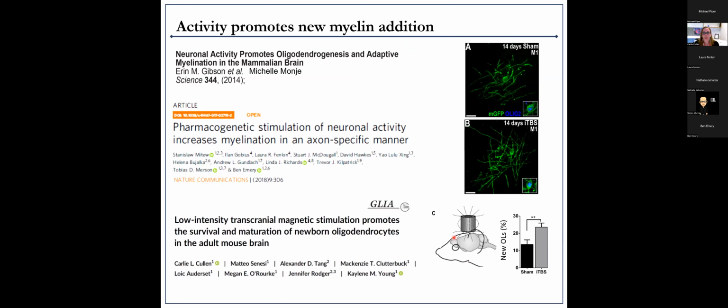We know that we can modulate the pattern of myelination through the addition of new oligodendrocytes. So again, Ben and Carlie have already told you that OPCs generate new oligodendrocytes throughout life. And so by the addition of new oligodendrocytes, we can change the pattern of myelination along an axon or within a circuit. And this is just a very small selection of a wealth of literature that's out there showing that if you modulate neuronal activity, you can actually drive this addition of new oligodendrocytes.